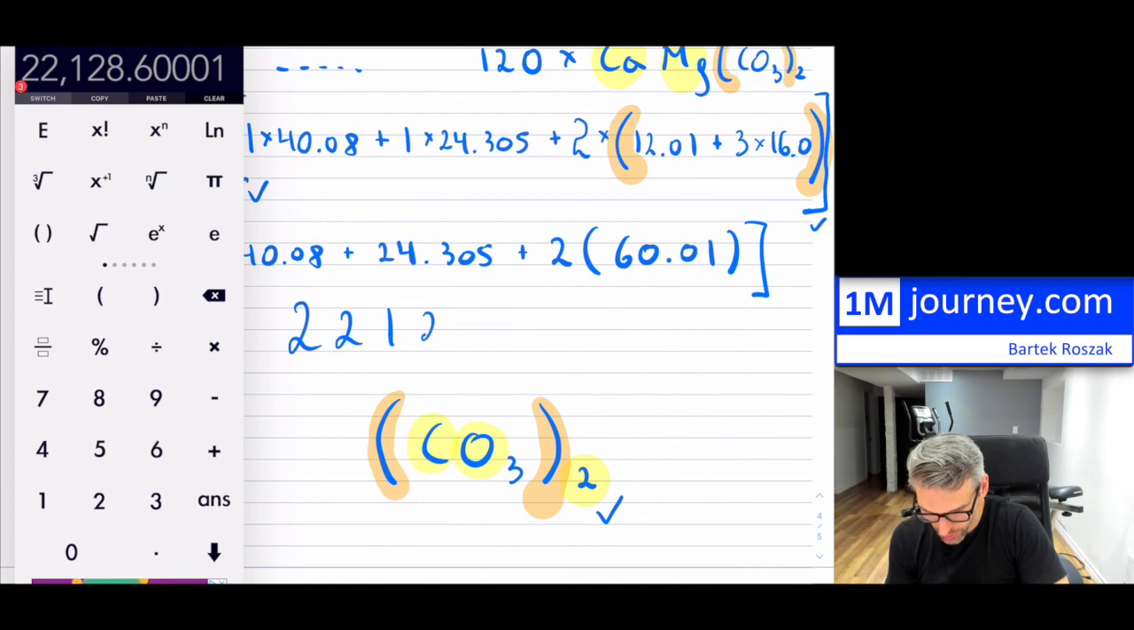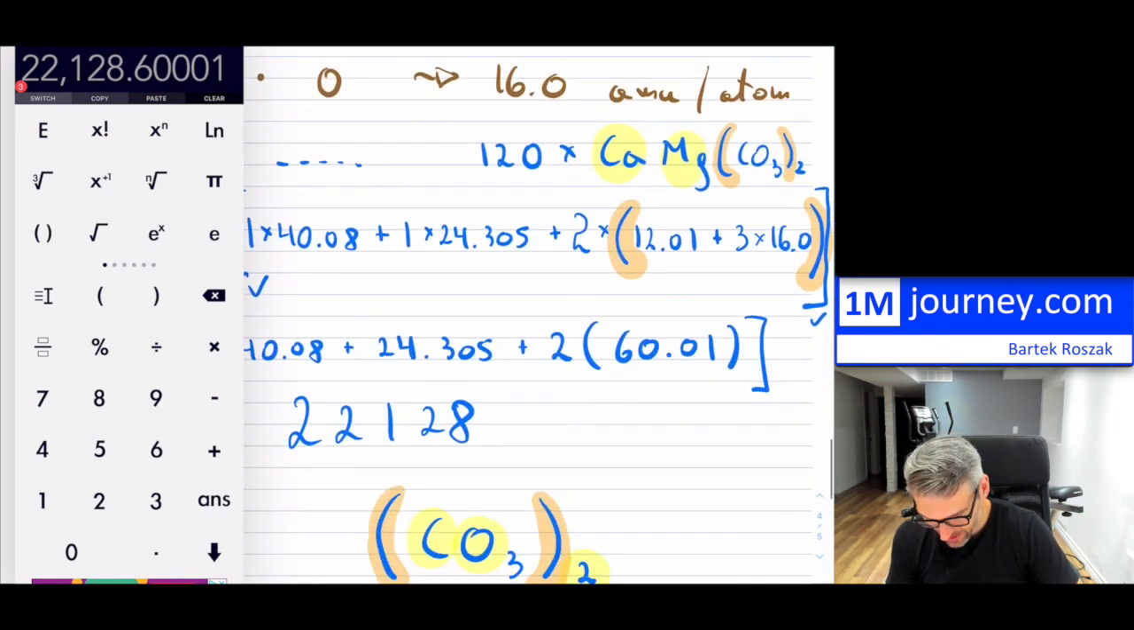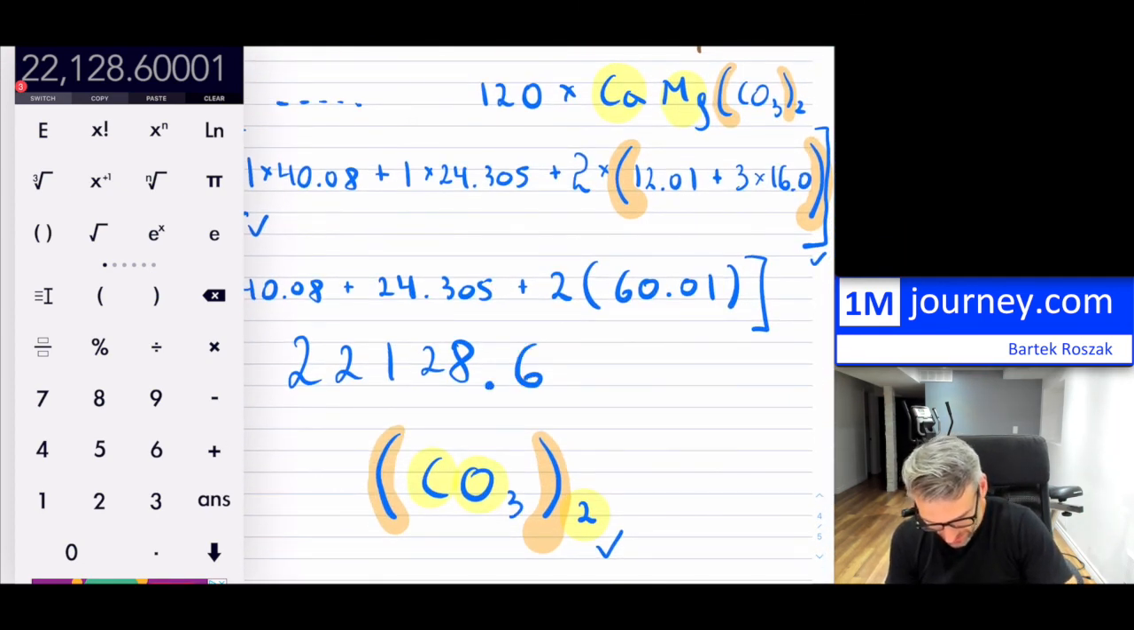So it's a huge number. Did they ask us to round? Round final answer to the tenth. Okay, so we'll leave it to the tenth like this. And now the question is, what's the unit? Remember, it was molecules, so it's going to be AMU.